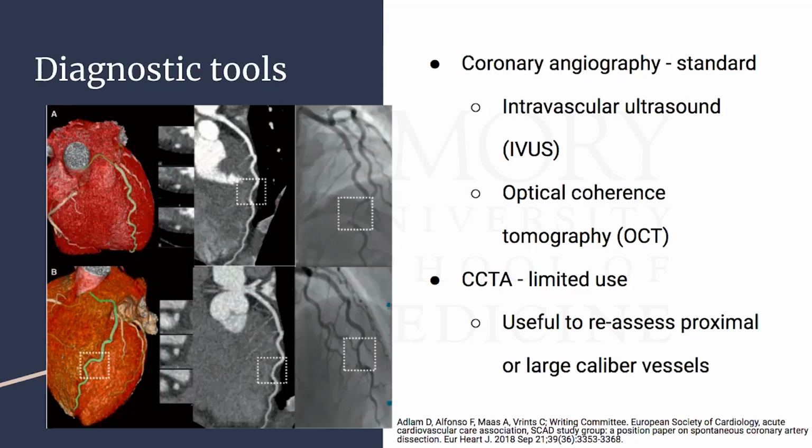Now we also have tools such as IVUS or OCT, where we can use intracoronary imaging in subtle or more non-diagnostic cases of SCAD. IVUS offers high spatial resolution to image the coronary artery wall and detect the intimal tear, false lumens, or intramural hematoma. And OCT has an even higher spatial resolution and is preferred over IVUS in helping to make a diagnosis of SCAD in these more subtle cases.